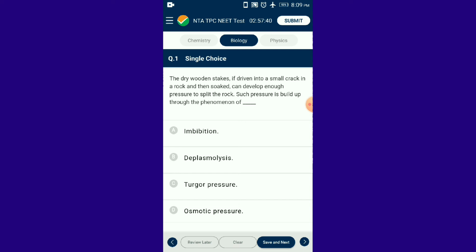Let us discuss the questions and answers with detailed solutions. Question number 1. The dry wooden stakes, if driven into a small crack in a rock and then soaked, can develop enough pressure to split the rock. Such pressure is built up through the phenomenon of imbibition. Imbibition is the phenomenon of absorption of water or any other liquid on a solid surface without forming a solution. So the answer for this question is option A, imbibition.